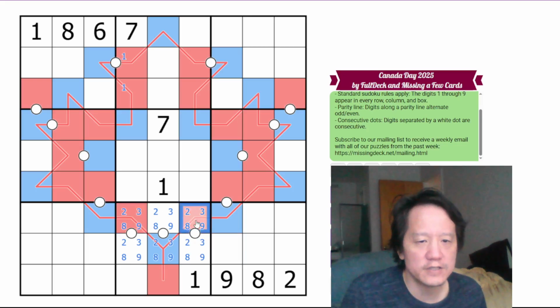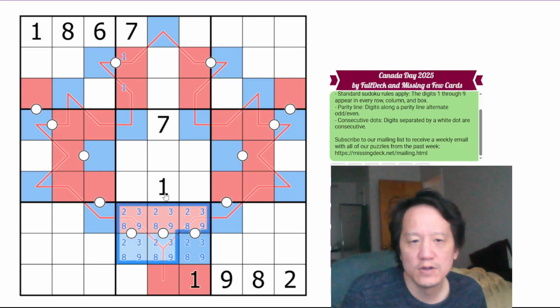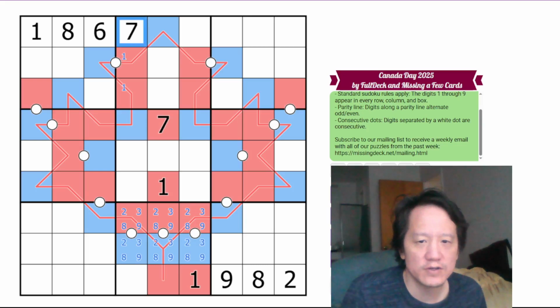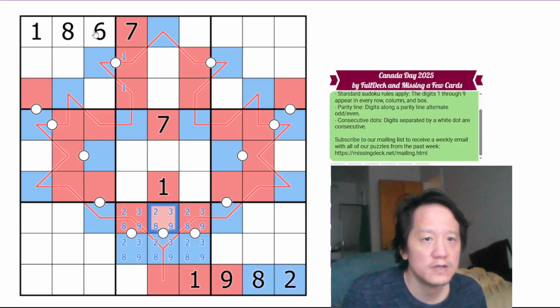And these odd digits are with even digits, so these are even here, which makes this an odd digit to be consecutive with an even digit. And this 1 is an odd digit. 1 here is an odd digit. 7 is an odd digit. 7 also here is an odd digit. 9 is odd. 2 and 8 are even. 8 and 6 are even. 1 is odd.